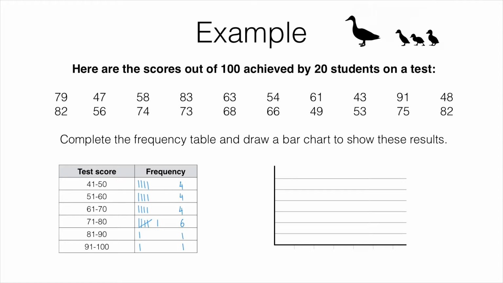Next, I'm going to label my axes. So we've got the score on the horizontal axis, and then we've got the frequency, or the number of students, on the vertical axis. The greatest frequency we need is 6, and we have enough space on this scale to label it like this. Remember, we start from 0.